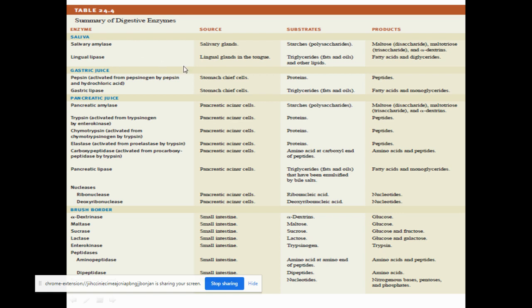Similarly, the lingual lipase, a small amount, will convert the triglycerides into fatty acid and triglyceride, whereas the gastric juice does not have any action upon the carbohydrates. It will act mainly on the proteins and convert them to peptides. Whereas a very small or negligible amount of gastric lipase will act upon the triglycerides to convert them into fatty acid and cholesterol. Okay, now the duodenum contains all the secretions of the pancreas, the secretions of the liver, everything flows into the duodenal region.